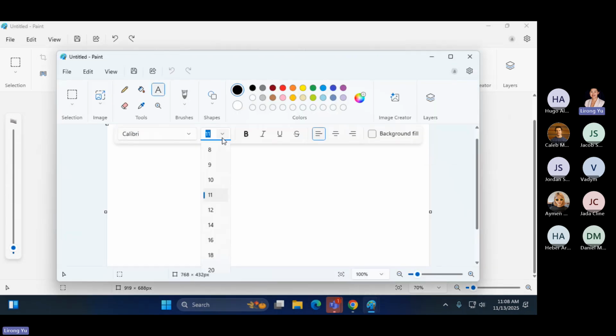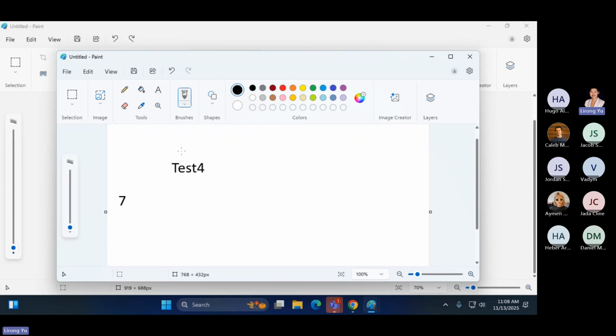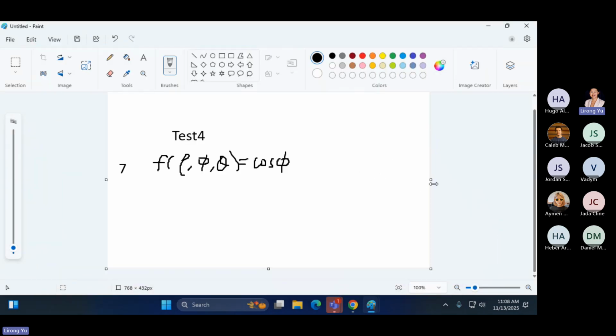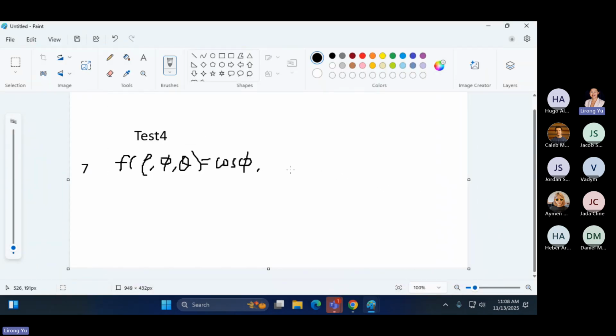So number 7 is a spherical coordinate calculation. Okay, so this is question 7. We were supposed to integrate this function. The function we're integrating is already in spherical coordinates, rho, phi, theta, equal to cosine phi. If you have another version, you'll be integrating sine phi. So pretty much similar, except the function is either sine phi or cosine phi.